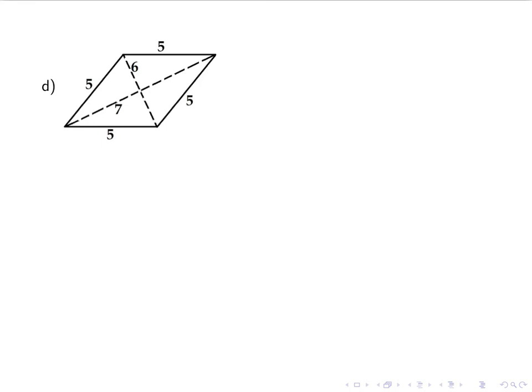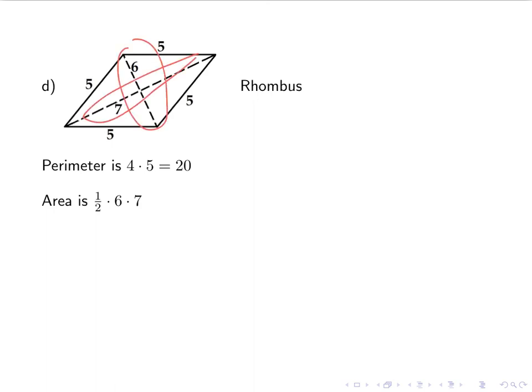Next, we have a rhombus. We can tell it's a rhombus because it's giving us the diagonals, and this is the only shape where we need the diagonals. So the perimeter is the distance around, which again is 4 times 5, because in a rhombus each side is the same, and in this case it's 5. So we have 20. The area is 1/2 times the product of our diagonals. Our diagonals are 7 and 6. So if I take 1/2 times 6 times 7, I get 21.